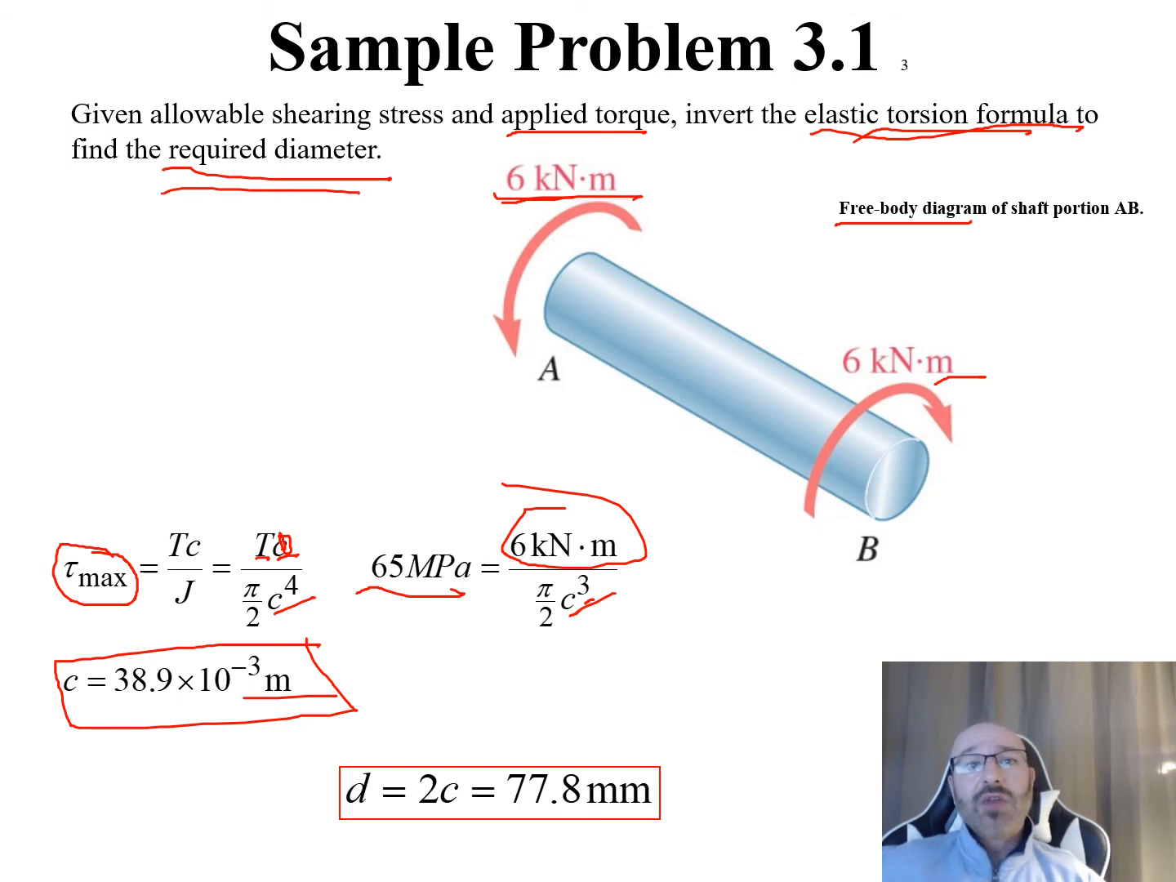So I can say diameter is equal to 2 times the radius. c is the radius that we're looking for. So D is equal to 2 times c. When I multiply that by 2, it is equal to 77.8 millimeters for our units. So that is that required diameter for part B, the solution to this problem.